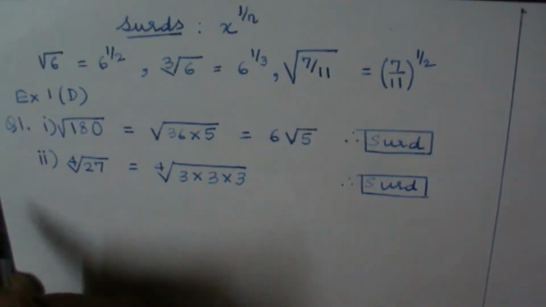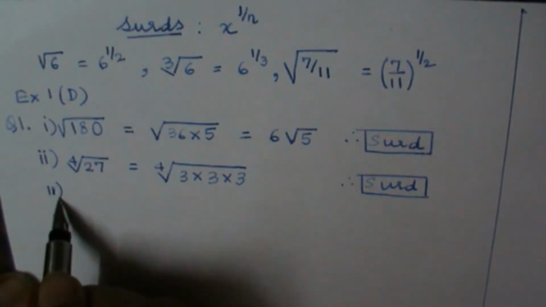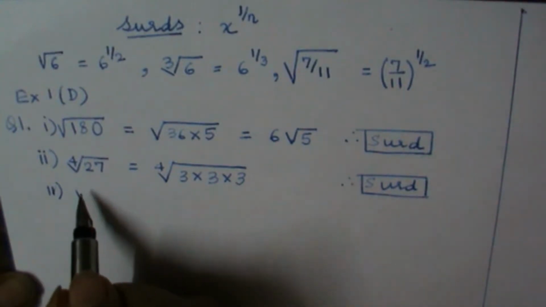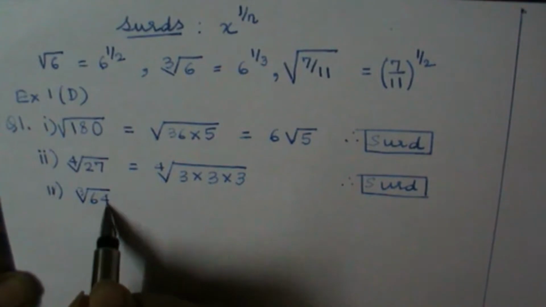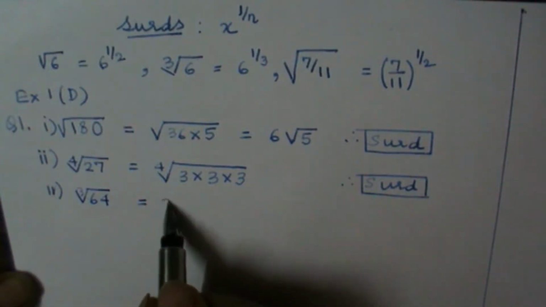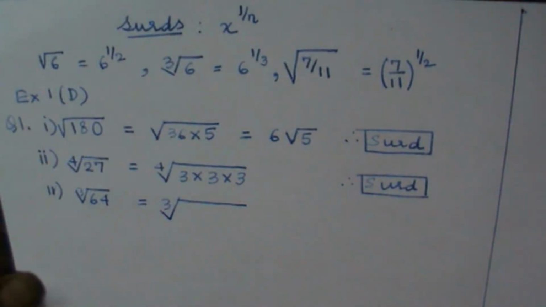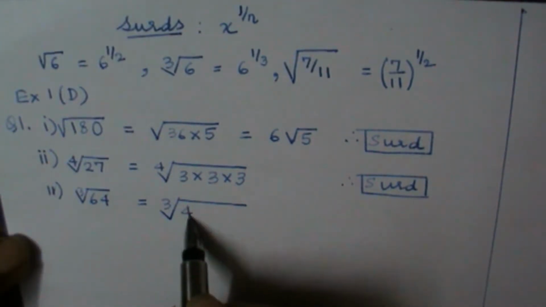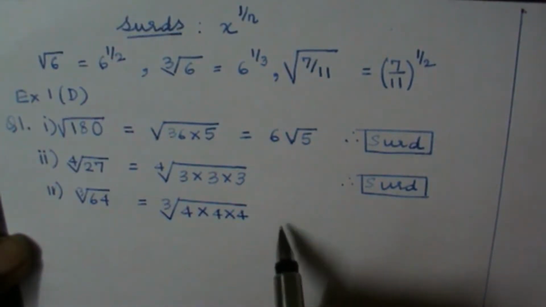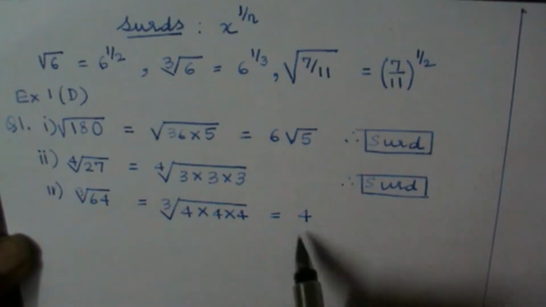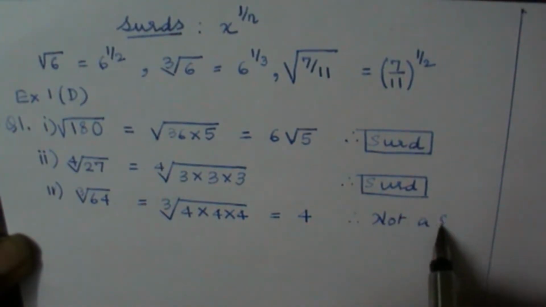We come to the 4th one, which says cube root of 64 is going to be cube root of, now 64 is cube of 4, so that is going to be 4, which is rational, therefore not a surd.